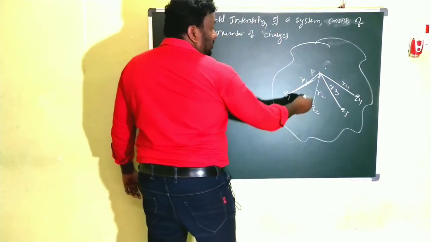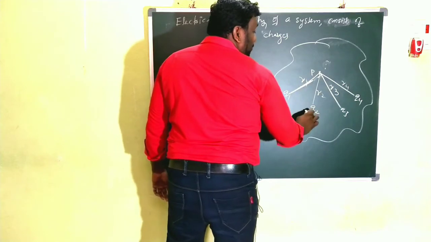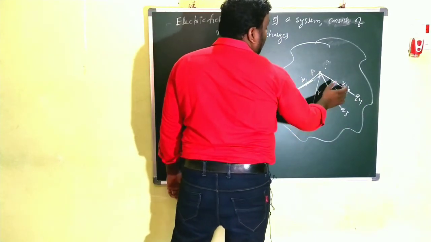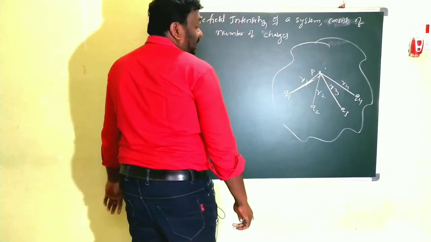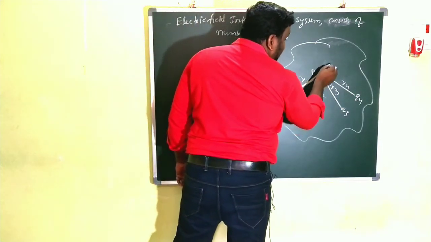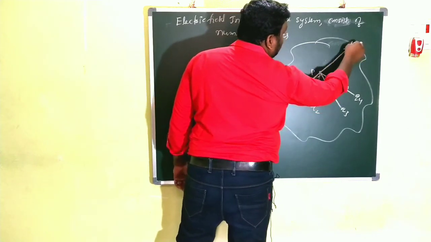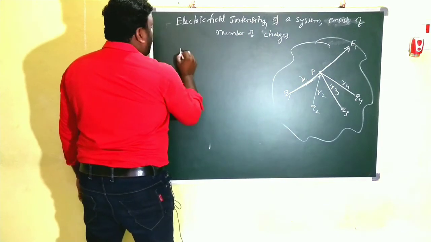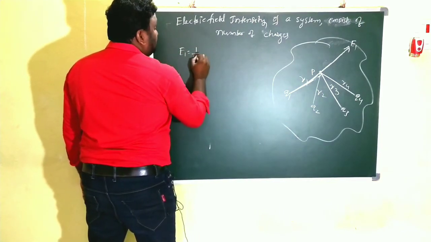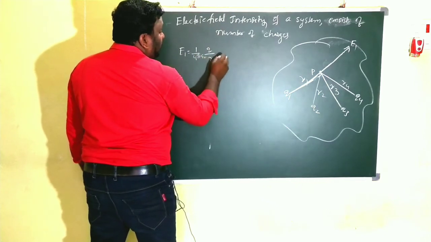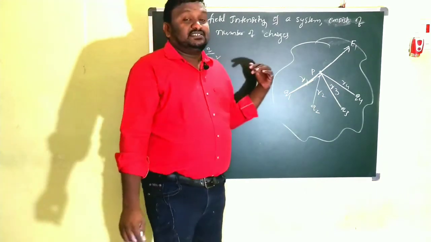Yes, from the selected point, Q1, Q2, Q3, Q4 are at the distances R1, R2, R3 and R4. Now in this case, from Q1, on this side we have the electric field intensity E1. Clear? For that E1, what can we write? E1 is equal to 1 by 4 pi epsilon naught Q by R square. This is the general formula.